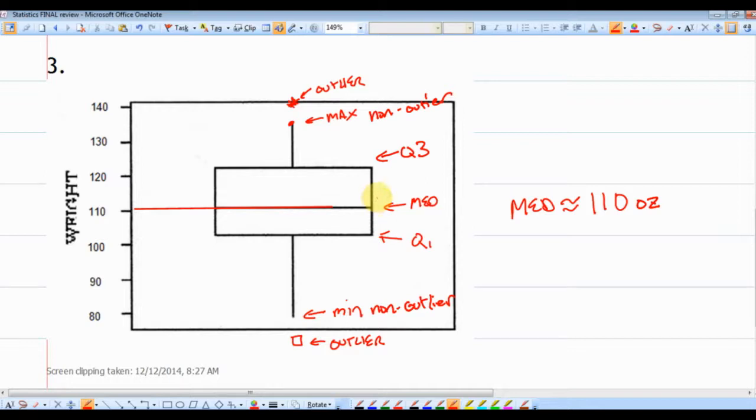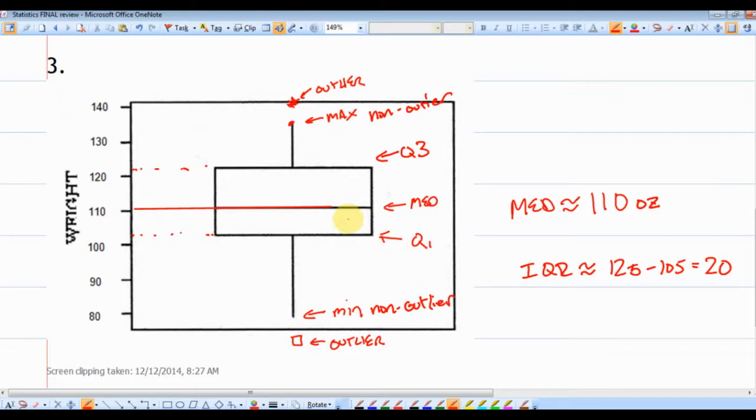Okay. Any further questions on this? You could also get the IQR from this if you wanted to. The IQR is approximately, let's call that 125 and 105. So IQR is approximately equal to 125 minus 105. It's 20. It's approximately the IQR.